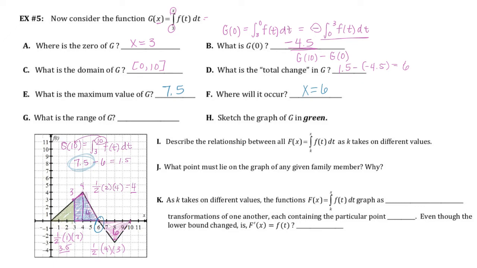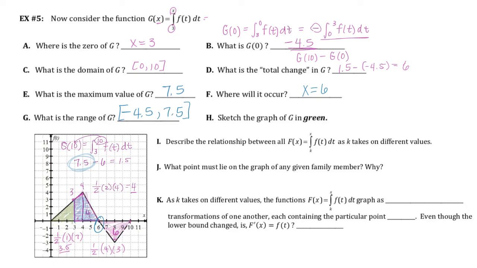Now, what is the range of g? So what is the smallest value of g we could possibly find? Well, I think that was this negative bounded region, or no. Let's see, what was the biggest negative? It was negative 4.5. That was the largest negative region that we had. And then it's going to go all the way up to positive 7.5.